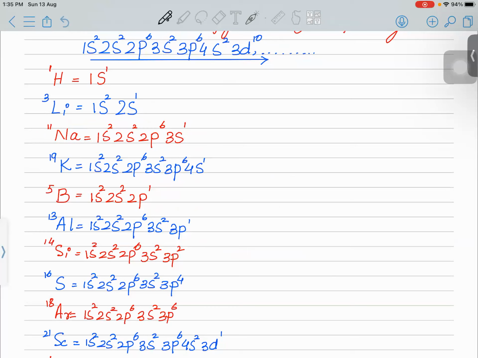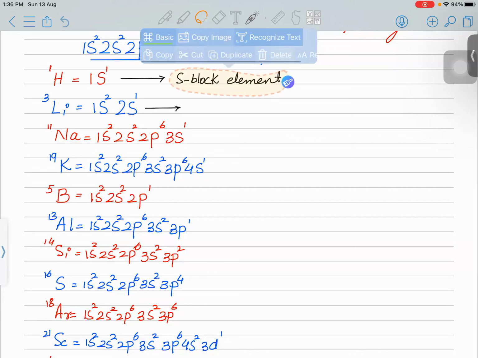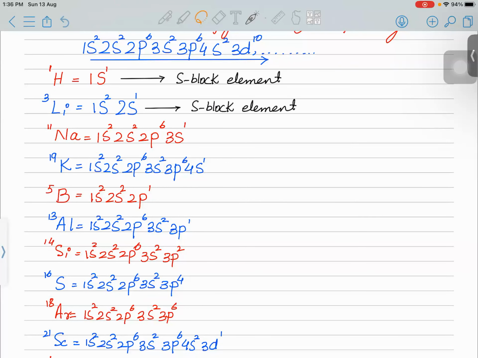Now Isa, can you tell me, the electronic configuration of hydrogen ends with which orbital? The s orbital. So hydrogen is called an s block element. What about lithium? Is it also in the s orbital? Yes. So again, this is called an s block element. And what about sodium?